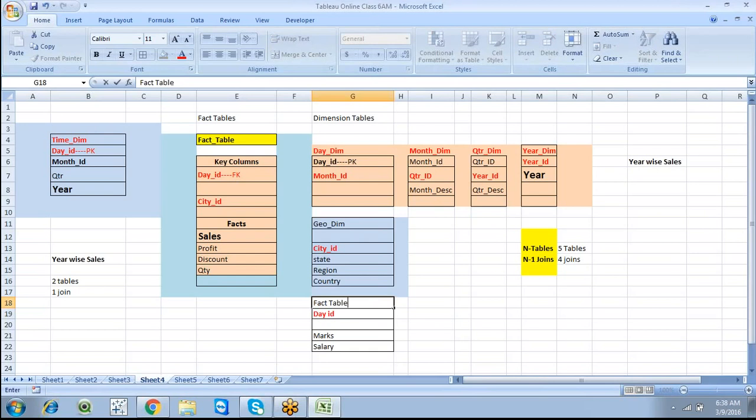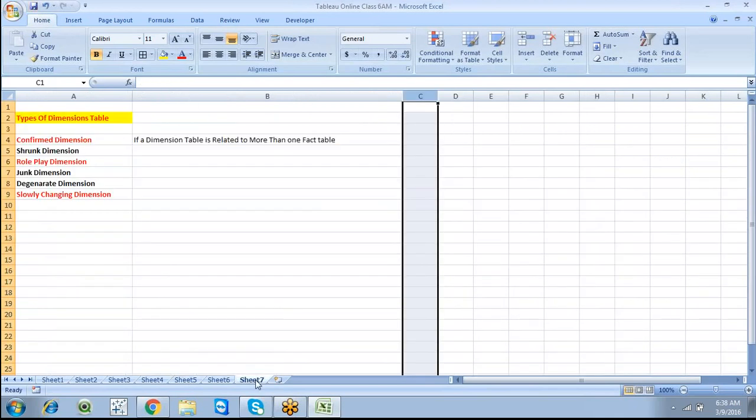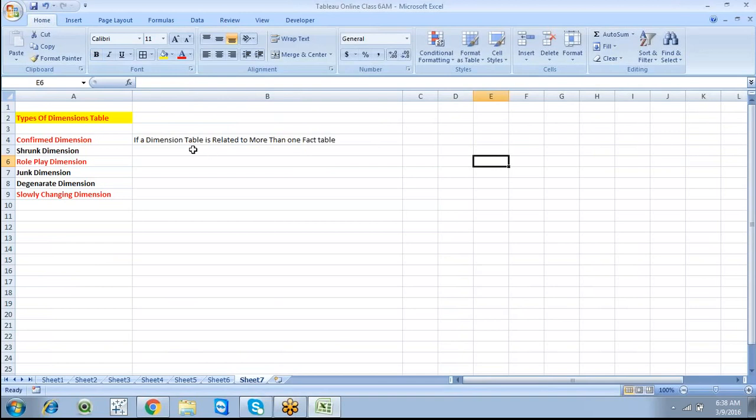If a particular dimension table is related to more than one single fact table, it is almost similar to star schema, but not exactly like a star schema. But this is a simple definition. Just remember, if a dimension table is related to more than one fact table, it is called a conformed dimension. So what is meant by shrunken dimension?